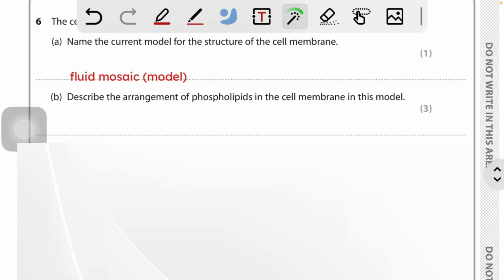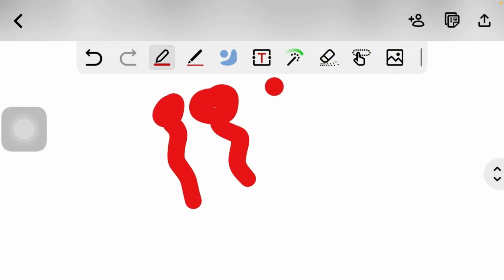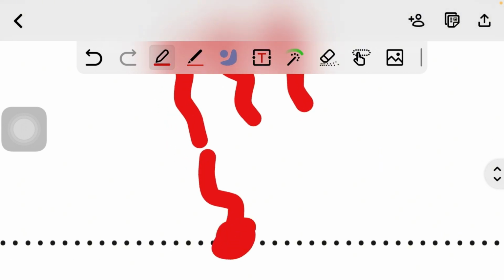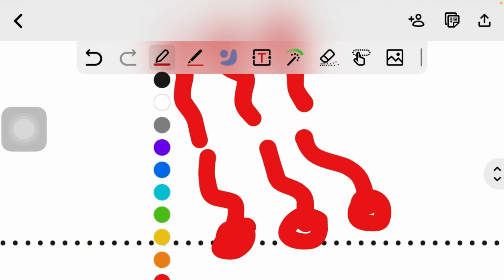So here, if I show you, the cell membrane is like this. It's the head and it's the tail. If I show you over here, a cell membrane looks like this. It's the head, it's the tail, it's the head, it's the tail. And here is how it forms a bilayer: a head, a tail, a head, a tail.